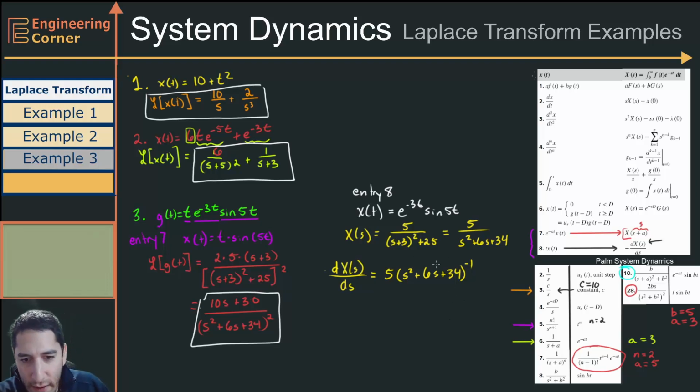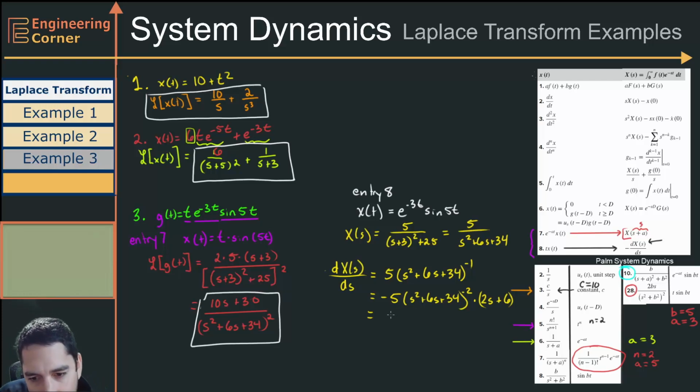Okay. Now this is going to be the chain rule. If this is equal to u, we're going to do the outside. So this is going to be equal to minus 5 times u, or s squared plus 6s plus 34, to the minus 2, times the derivative of u, which would be this inner term, so times 2s plus 6. Okay, now let's just clean this up. So this is going to be minus 5 times 2s plus 6 over s squared plus 6s plus 34.